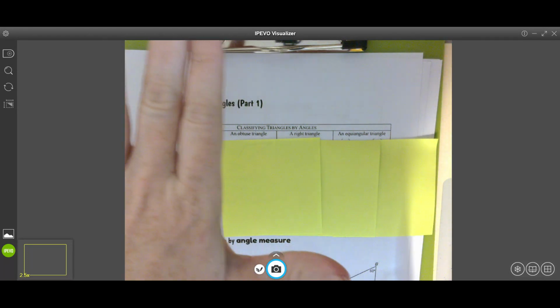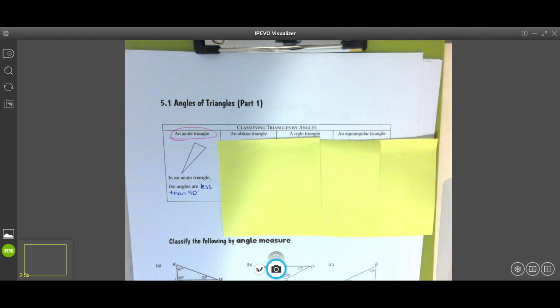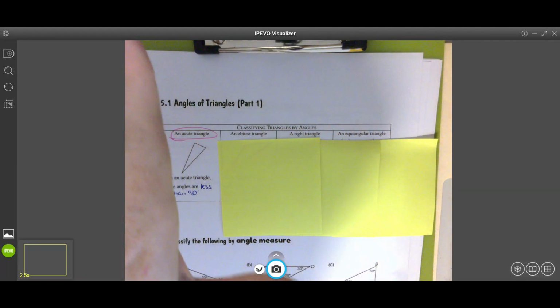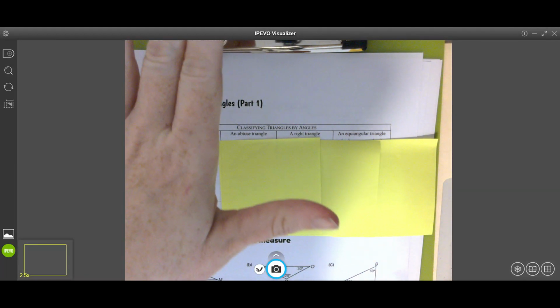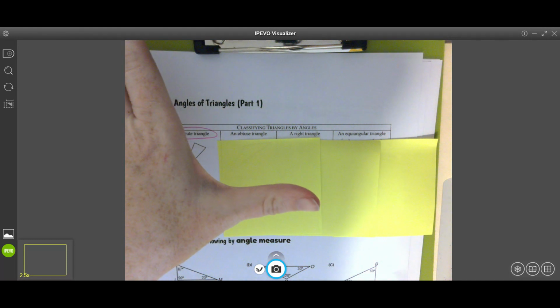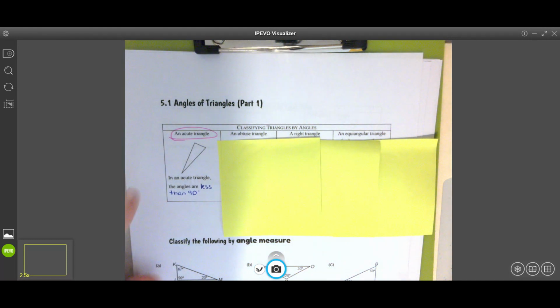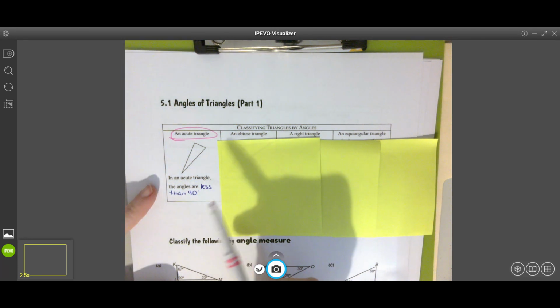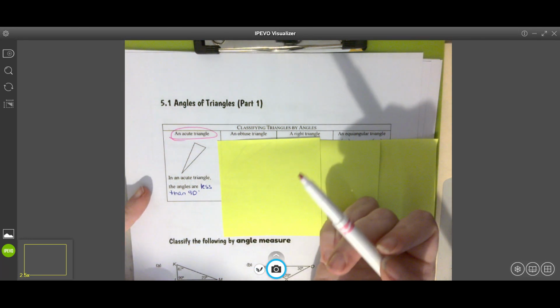That L shape distinguishes a right angle. Anything smaller than that L shape would be an acute angle. And anything larger would be a different type, which we're going to get into. All right, so here again, everything less than. So all 3 need to be less than, and that would classify as acute.